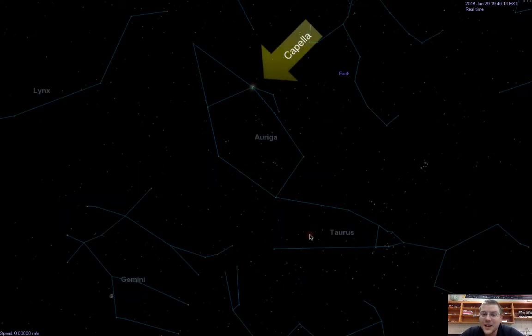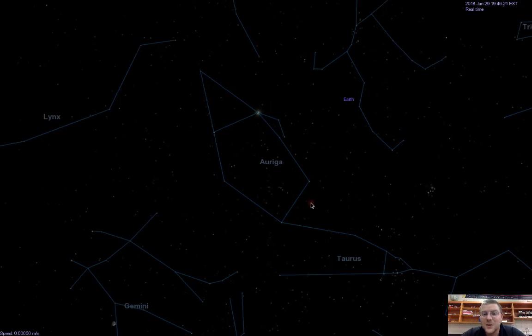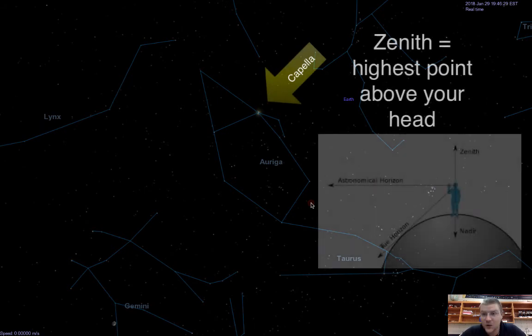And you can see that Auriga actually kind of piggybacks right off of Taurus's one horn. So if you can find Taurus, you can easily find Auriga and Capella. And Capella right now is actually directly over our heads, which we know is known as zenith. So in the wintertime sky from Penn Trafford, if you look straight up over your head towards zenith, you'll see a bright star, and that's Capella in the constellation Auriga. Make sure you know that.